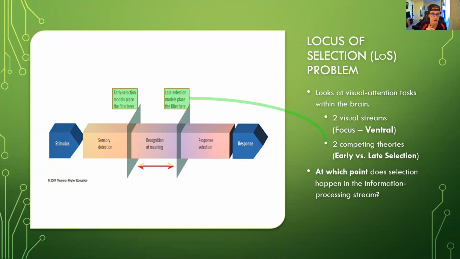So if you look at the left, here is our ventral stream. And this is what we would use to conceptually describe how it works. So two competing theories are early and late. The early selection occurs earlier on down the stream, late selection occurs later. So at that point, we're trying to decide where we start to filter out this information. So at what point does selection happen in this stream?